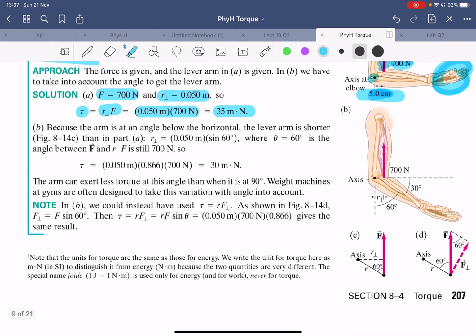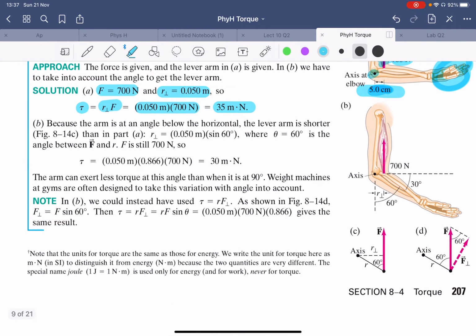Okay, now let's see if there is an angle created. So there's an angle created if you bend your arm down 30 degrees from horizontal. So what is the value of the torque produced now? Okay, so that is easy. You can now say that.